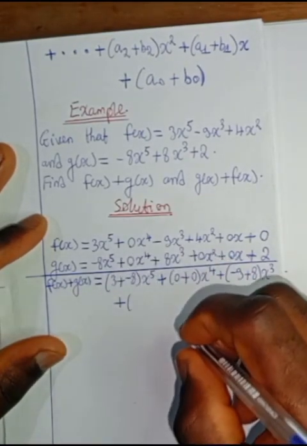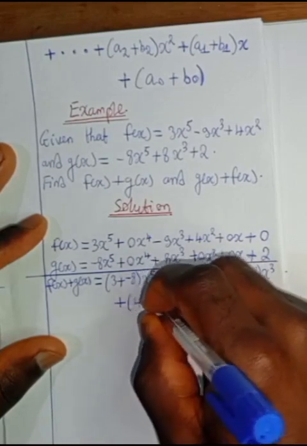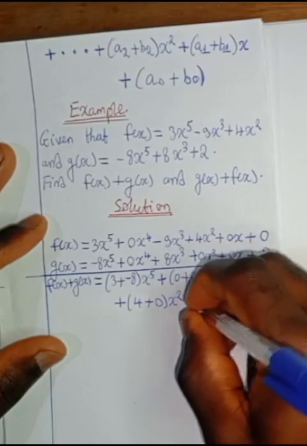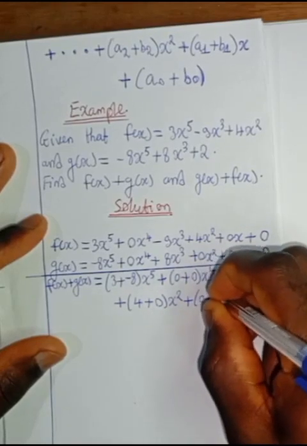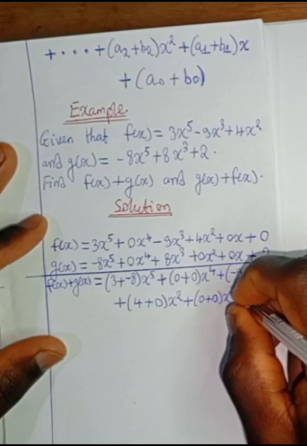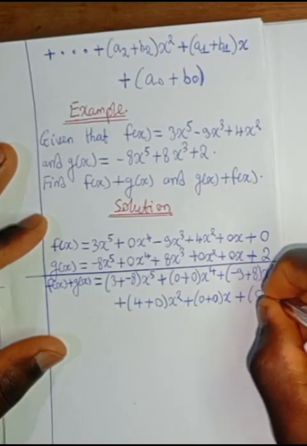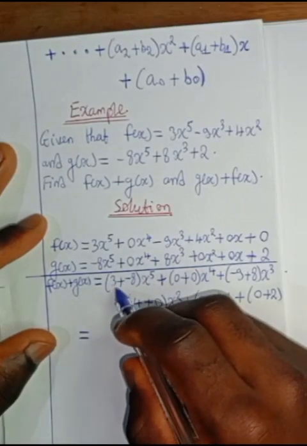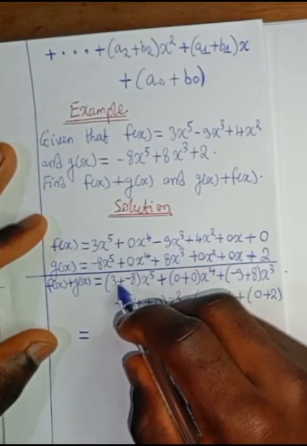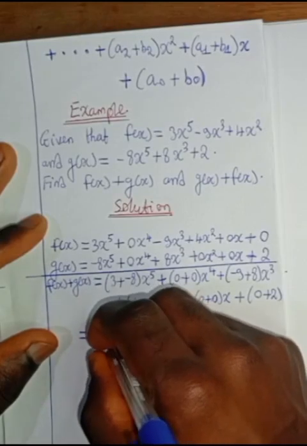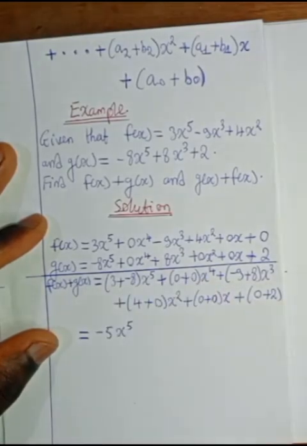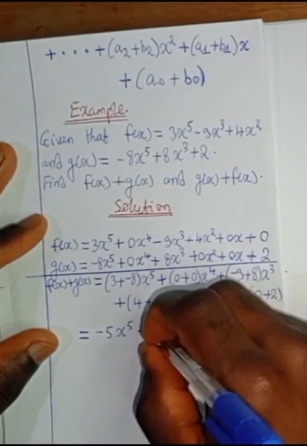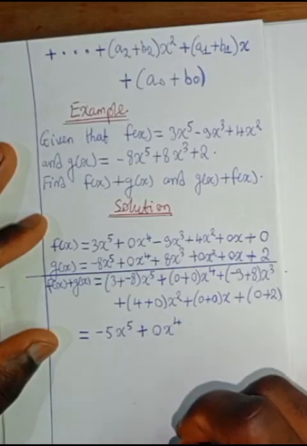plus, we go to the next, we have 4 plus 0 times x squared, plus we go to the next, we have 0 plus 0 times x plus the constant terms, we have 0 plus 2. This will simply be equal to 3 plus negative 8, which is the same as 3 minus 8, which is negative 5 times x to the power 5, plus 0 plus 0 remains 0, x to the power 4.